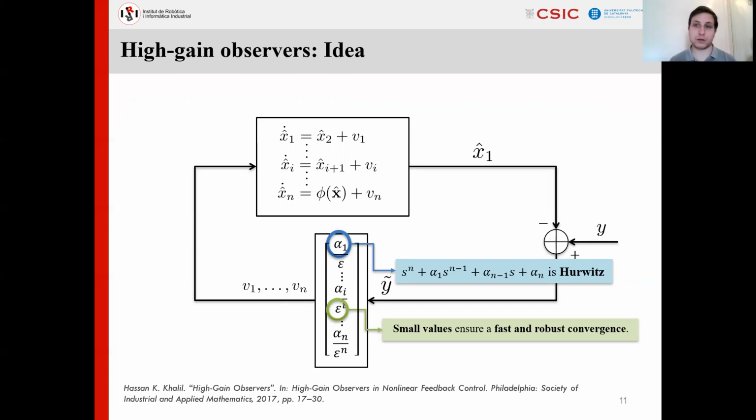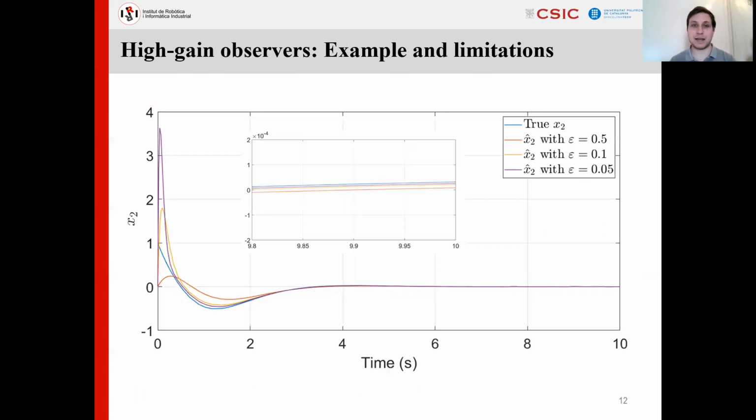And to understand the drawbacks of the observer, here in this slide, I have depicted an example of a high-gain observer estimation. So the blue line is the evolution of the true state of some system, and the other lines depict the estimation of the same high-gain observer with different values of bar epsilon. We can see that as we reduce bar epsilon, we are increasing what is known as the peaking phenomenon. That is, this sudden increase in the states during the transient.